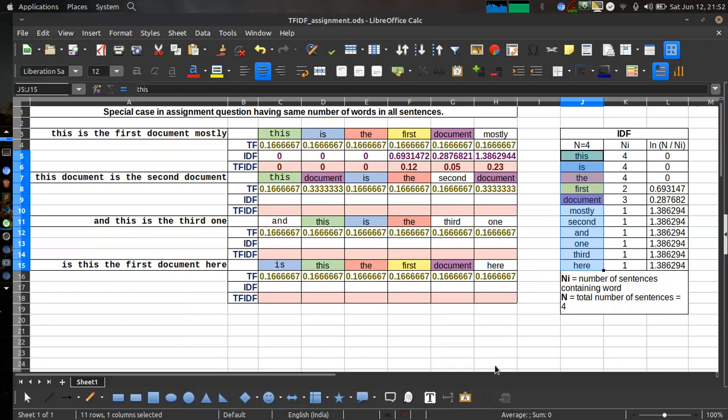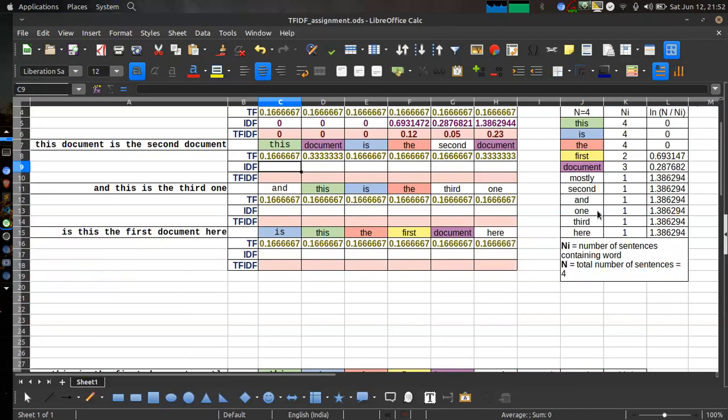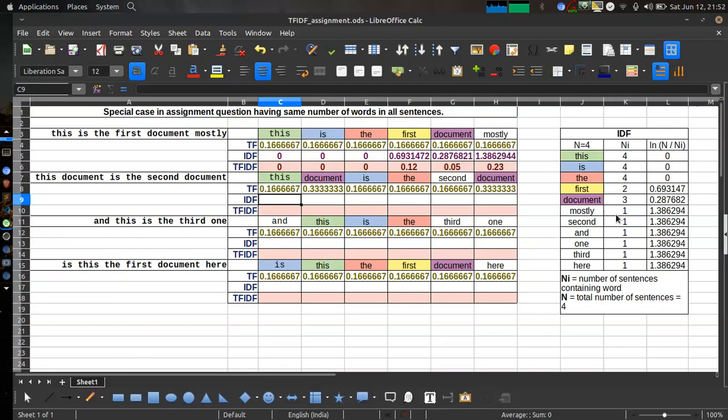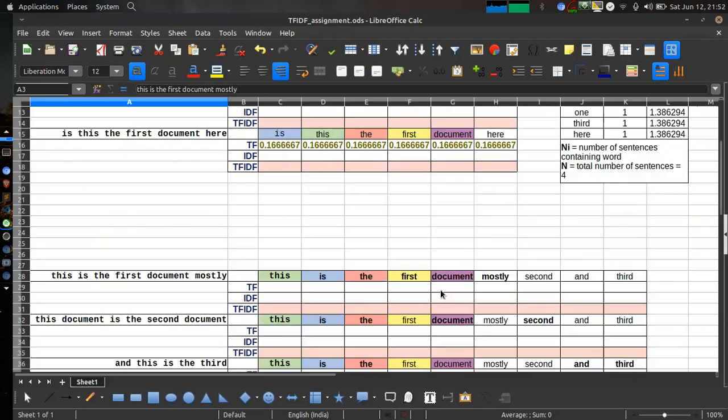Also, Mayur, did you sort your keywords while submitting it? No, it's not needed. Why is it needed to sort the keywords? It's not needed. We just need to follow this order, right? This, then this, then the first.